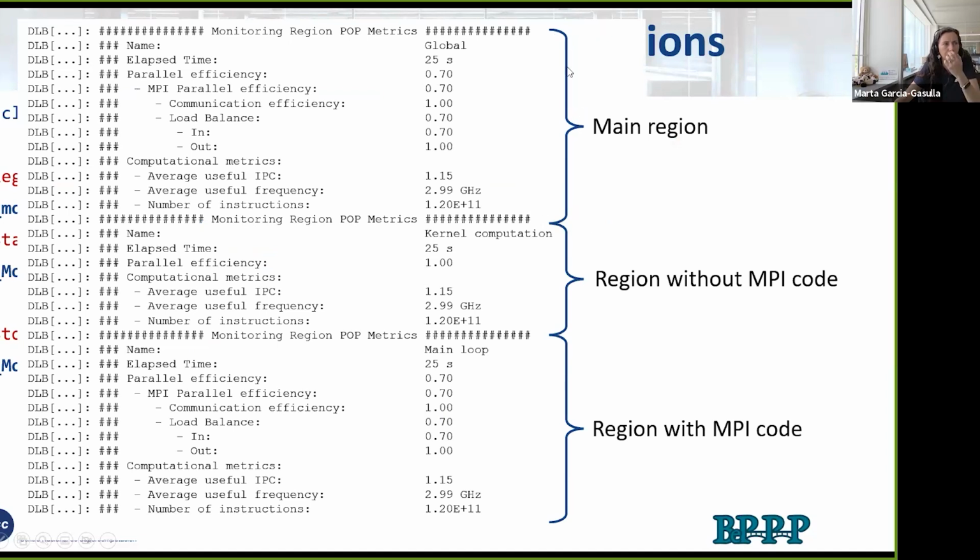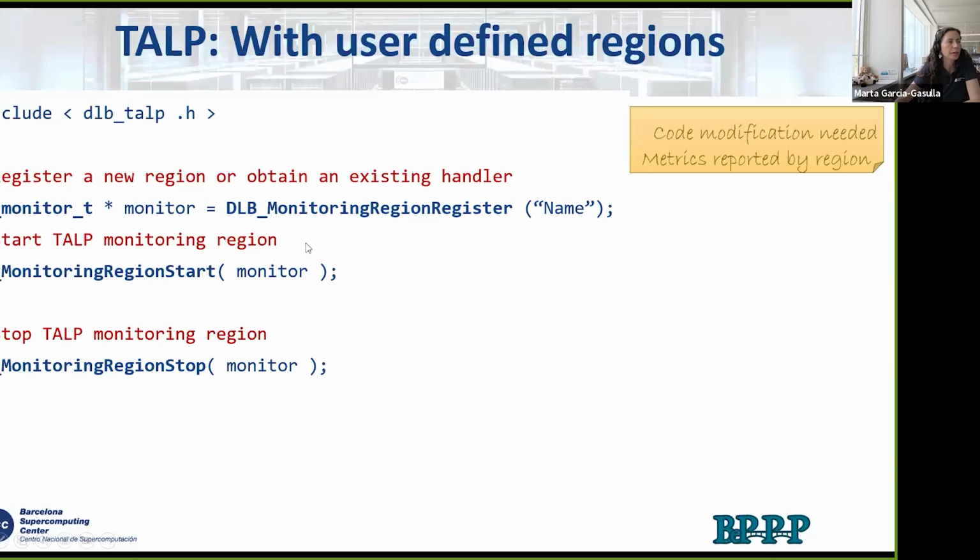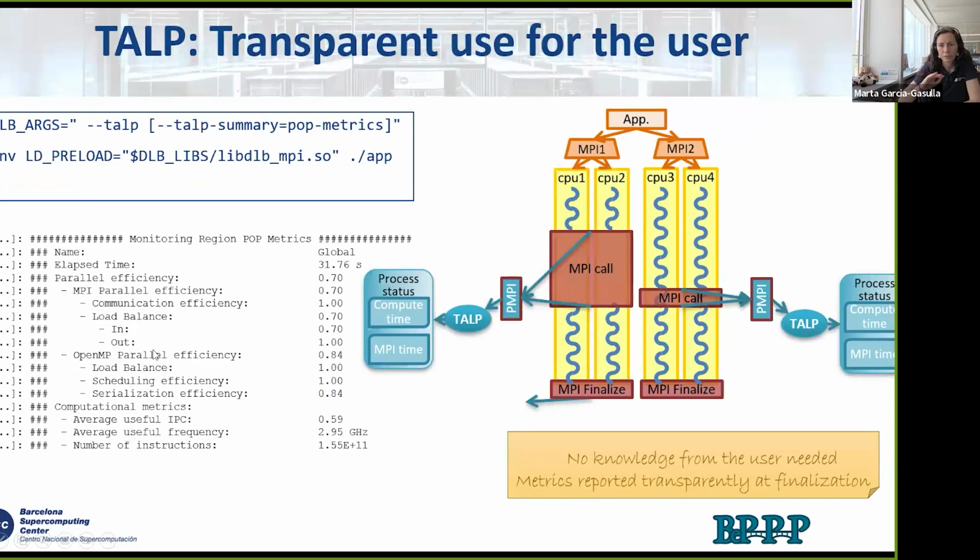So you always have the main one, which is your whole execution. This is the same that you get with the completely transparent use case where you don't do anything.